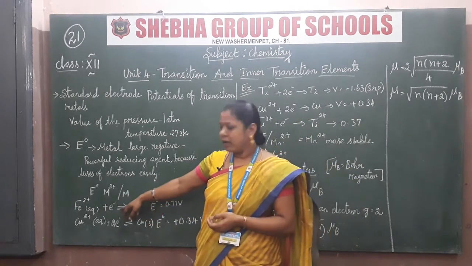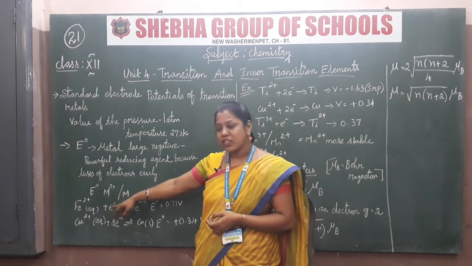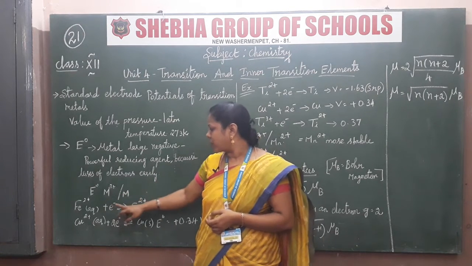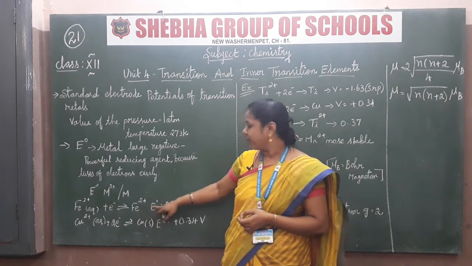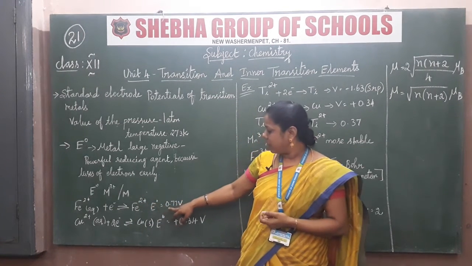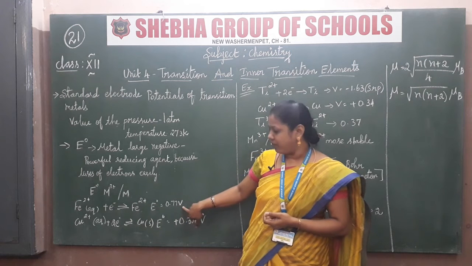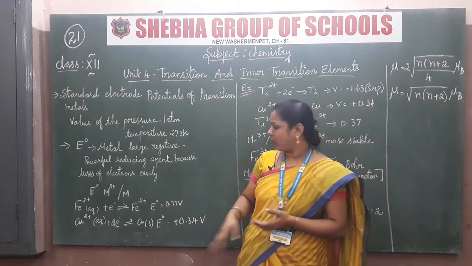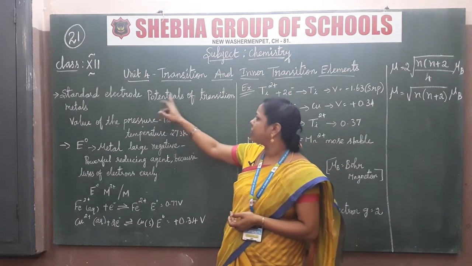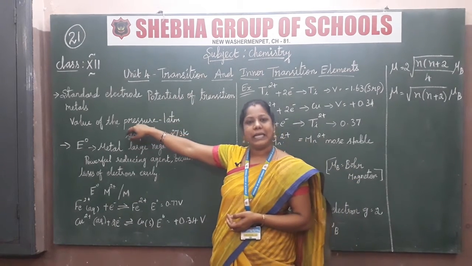For example, for iron in the aqueous state, you add one electron and we get Fe2 plus, that is oxidation number 2 plus. The value of the electrode potential is 0.77 V. The symbol V is for electrode potential. This is the electrode potential of the transition metals, that is E naught.